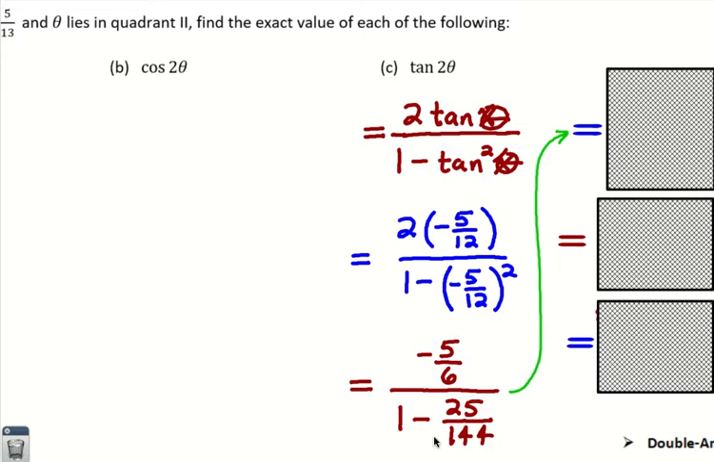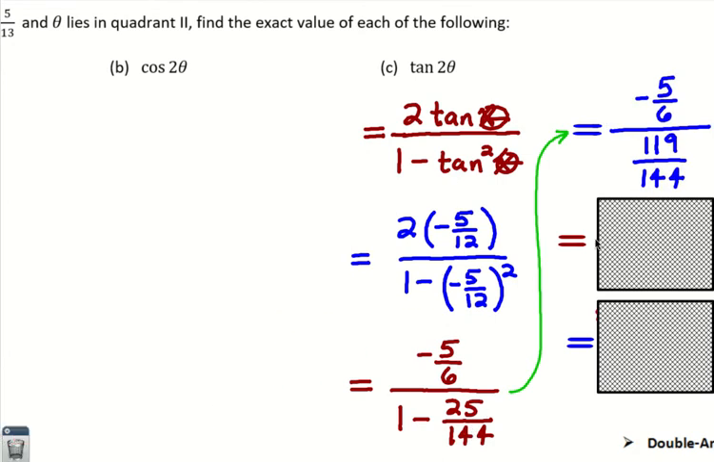Now, in order to keep cleaning this up to get to a final answer, we're going to do this subtraction. How do I do 1, or in other words, 1 over 1 minus that fraction? The work is not shown here, what's going on behind the scenes. But 1 over 1, if you gave them common denominators, this would become 144 over 144. And then you could subtract to get 119.